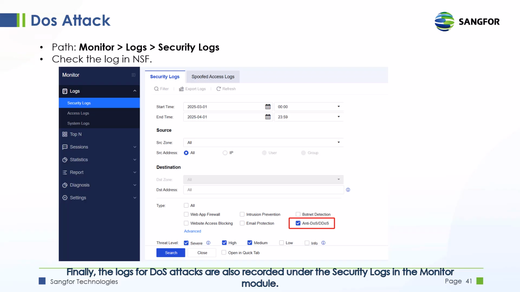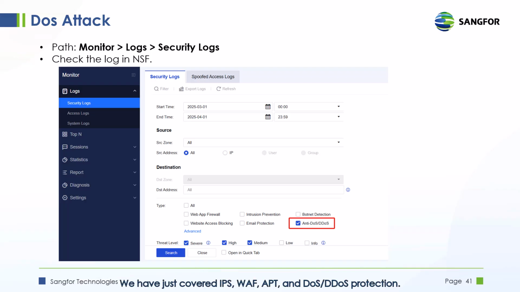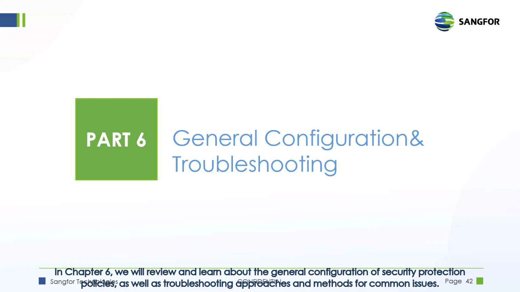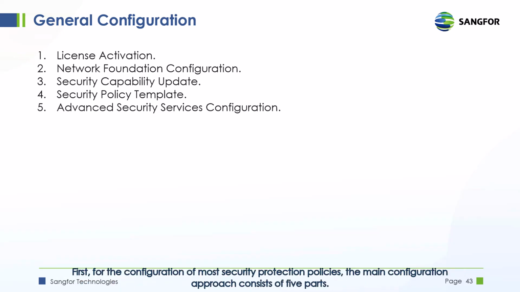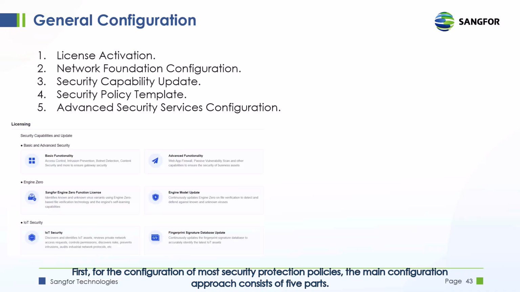Finally, the logs for DOS attacks are also recorded under the security logs in the monitor module. By selecting DOS or DDoS attacks, you can view the detailed log content for the protection actions. We have just covered IPS, WAF, APT, and DOS or DDoS protection. In Chapter 6, we will review and learn about the general configuration of security protection policies, as well as troubleshooting approaches and methods for common issues. First, for the configuration of most security protection policies, the main configuration approach consists of 5 parts.